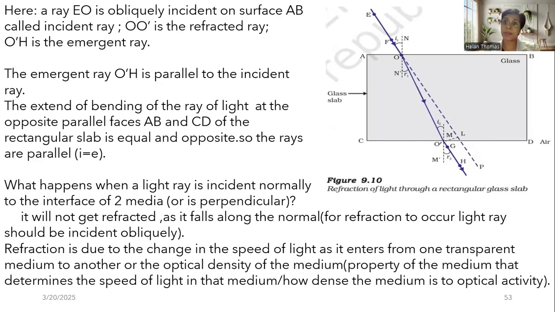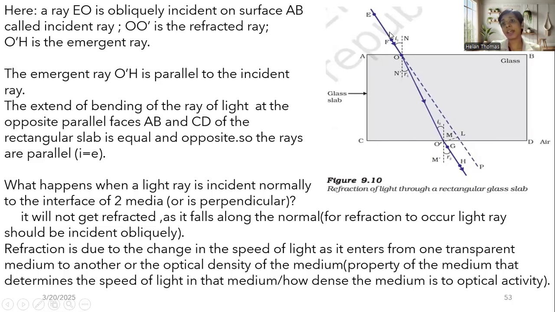While in the denser medium, the molecules are closely packed. Just like when there is traffic, you are not able to travel smoothly. Just like that, when there is no traffic, the vehicle will move easily. And if there's traffic, the vehicle will move slowly. This is exactly what refraction is all about.